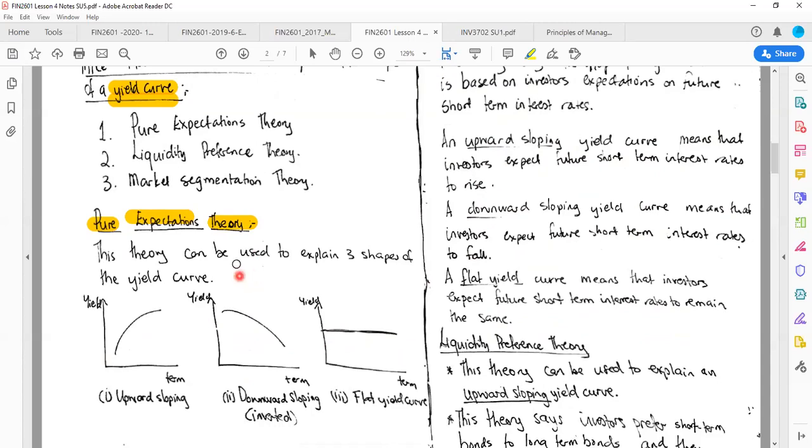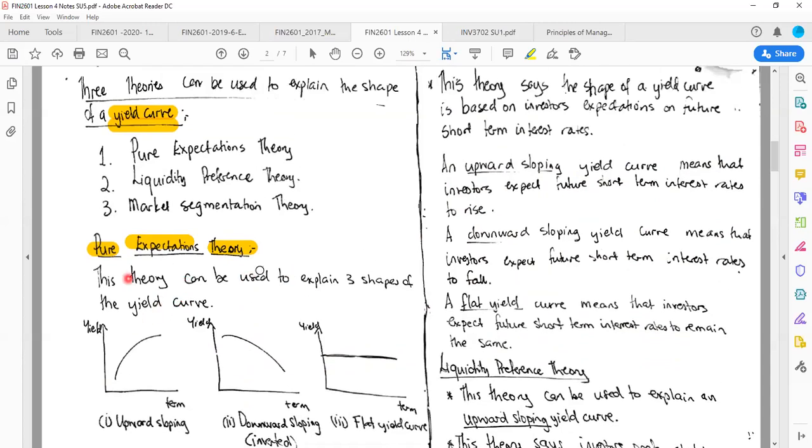So it's a common question to come in the exam, whereby you are asked to explain the shape of a yield curve based on the pure expectations theory.